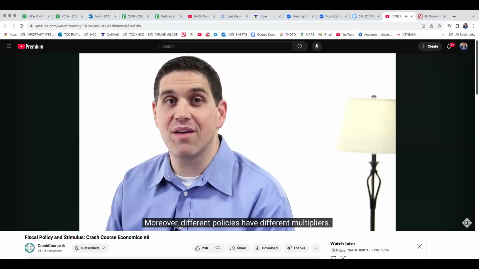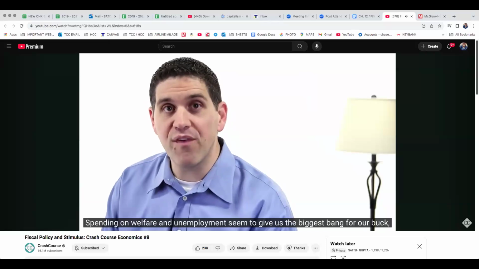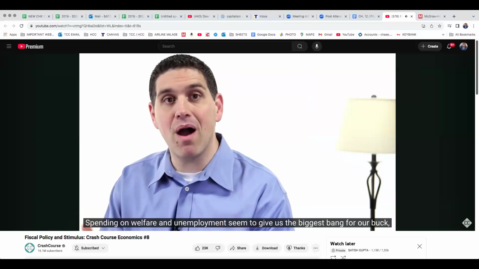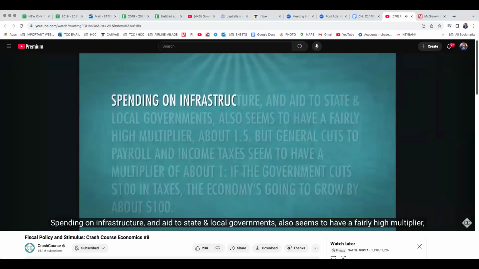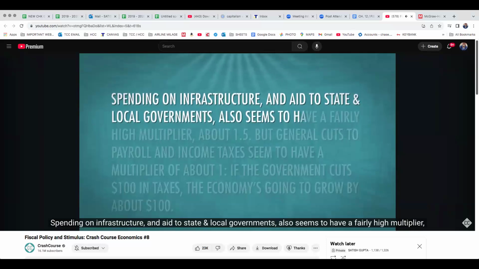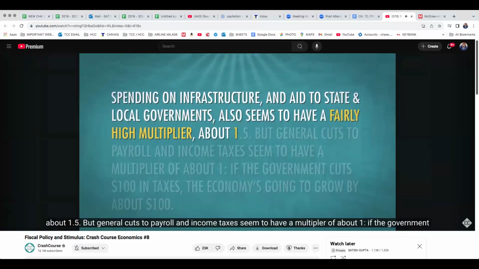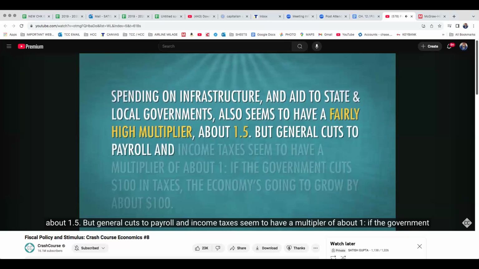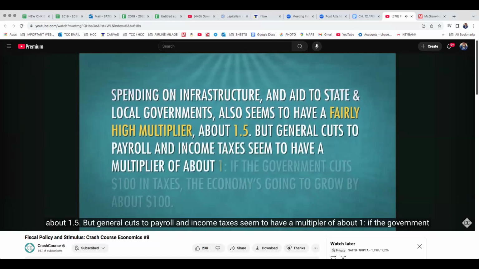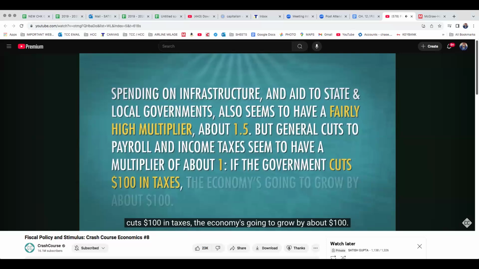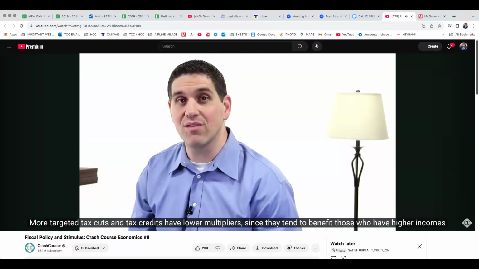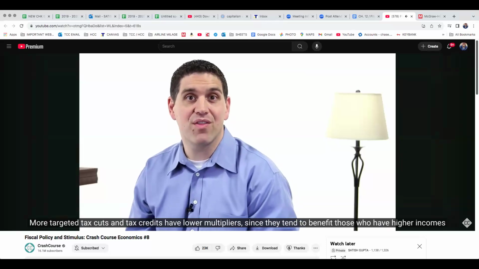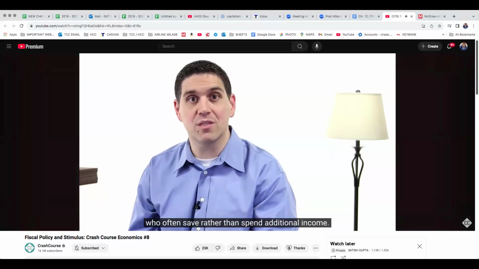Moreover, different policies have different multipliers. Spending on welfare and unemployment seem to give us the biggest bang for our buck, since people with low incomes are likely to spend virtually all of their additional income. Spending on infrastructure and aid to state and local governments also seems to have a fairly high multiplier, about 1.5. But general cuts to payroll and income taxes seem to have a multiplier of about 1. If the government cuts $100 in taxes, the economy is going to grow about $100. More targeted tax cuts and tax credits have lower multipliers, since they tend to benefit those with higher incomes who often save rather than spend additional income.